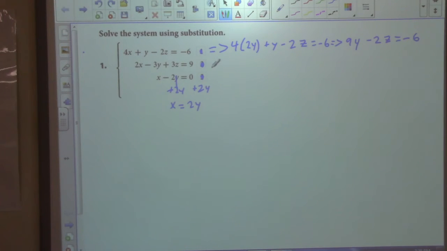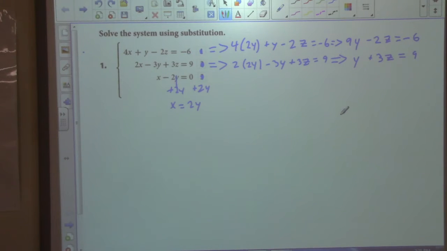And now this one right here, right below, we're going to have 2 times 2y minus 3y plus 3z is equal to 9. And continuing to work to the right, we have 4y minus 3y is going to be y. And then we have plus 3z is equal to 9. Okay? Is that pretty well?